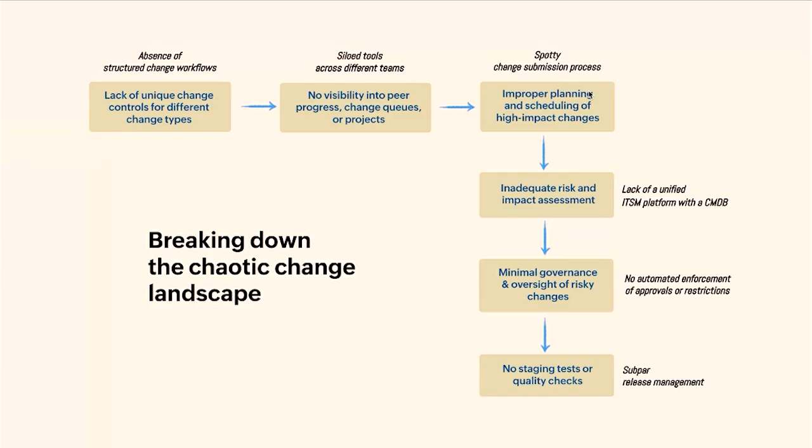It starts with the absence of structured change workflows. There were no unique change controls defined for different types of changes. Everything was treated in the same way, which is risky. Then, siloed tools across different teams meant there was no visibility into peer progress, change queues, or ongoing projects. This lack of coordination created blind spots.